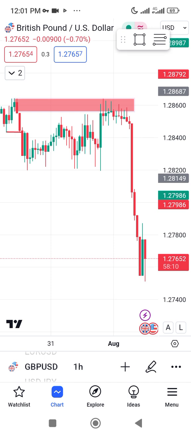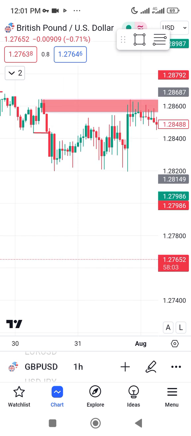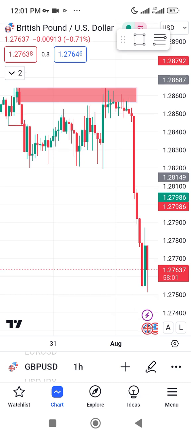So guys, go back to your chart, practice. It's not just about learning the concept. You have to go to the market, analyze it, practice. It is consistent practice that makes perfect.